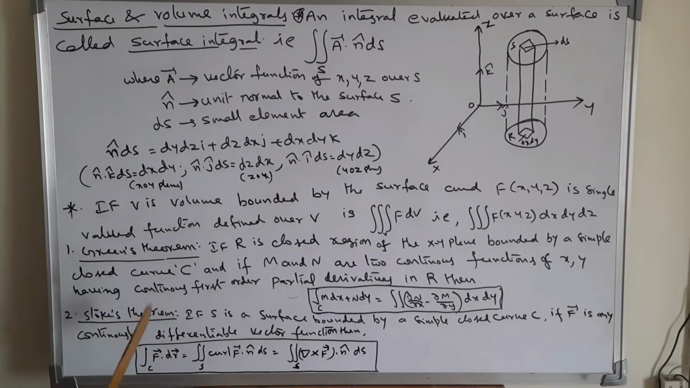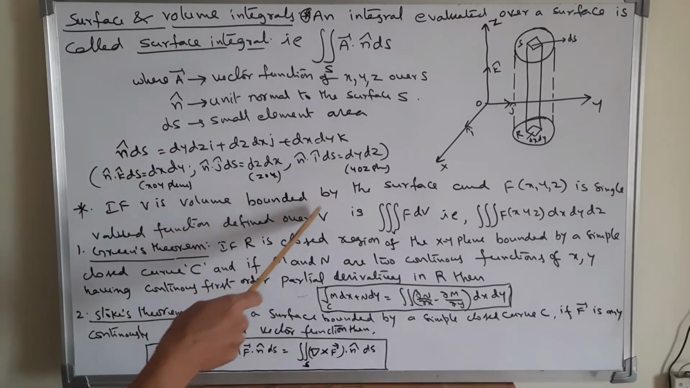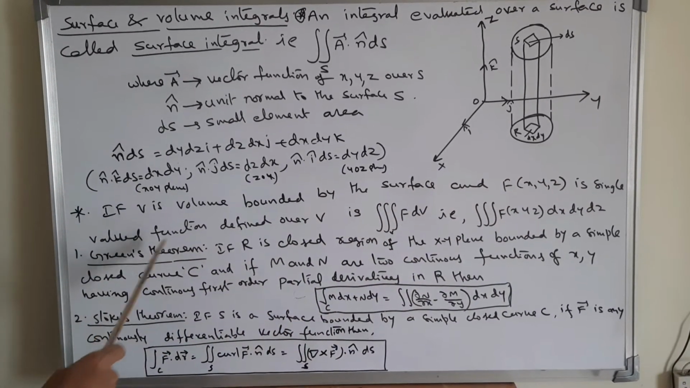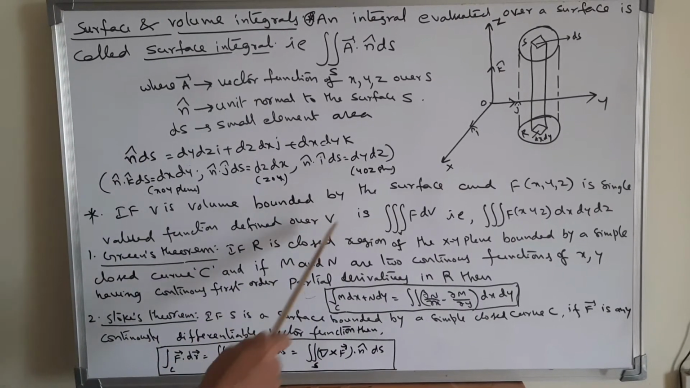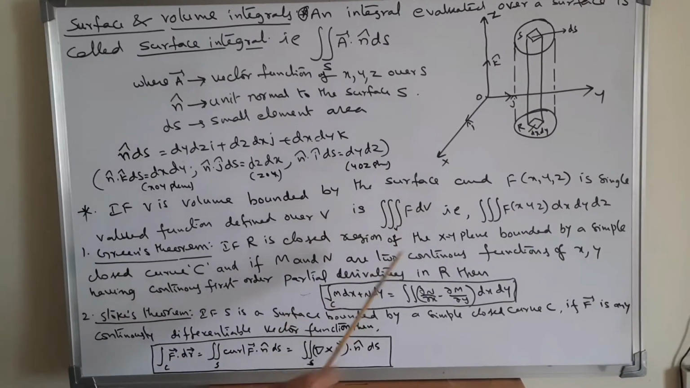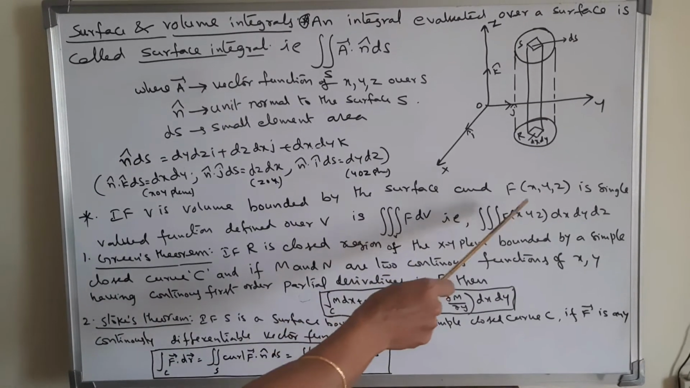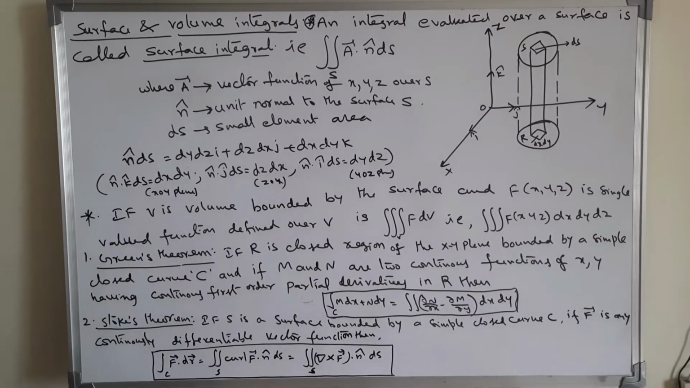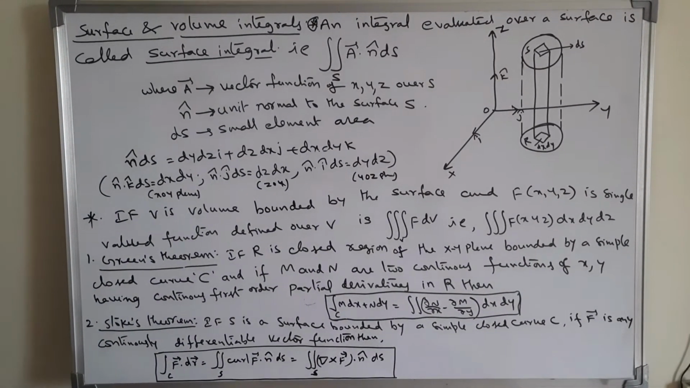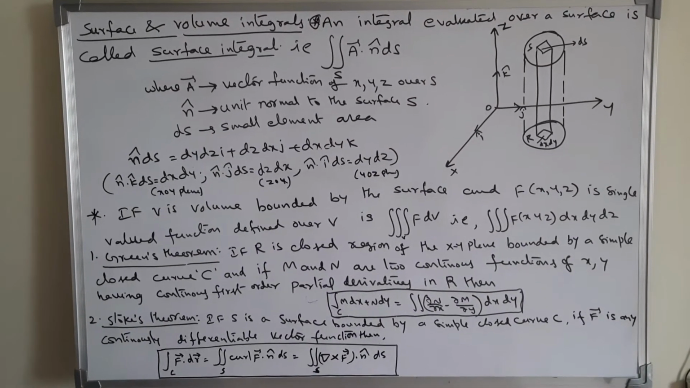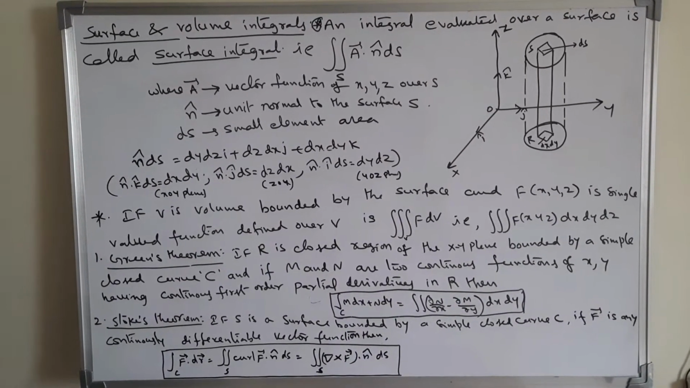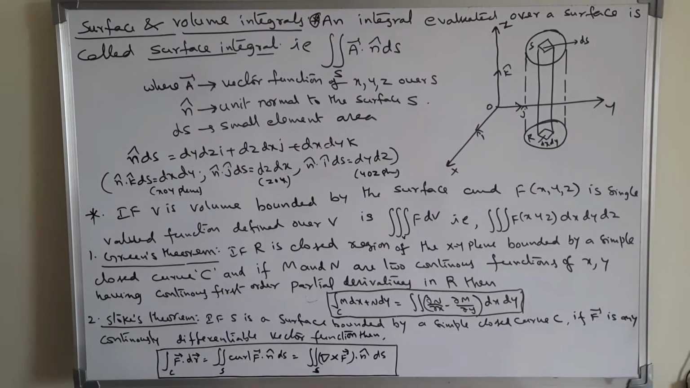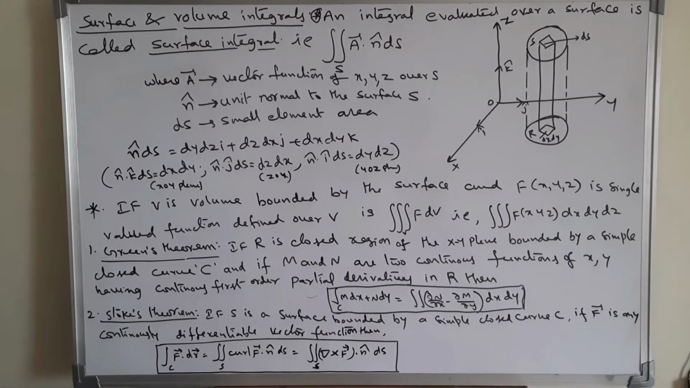Next one, volume integral. If V is the volume bounded by the surface and F(x, y, z) is a single valued function defined over V, the volume integral is the triple integral of F dV. So that is the triple integral of F of x, y, z dx dy dz. The volume integral is used over a three-dimensional domain, a special case of multiple integrals. It is important in physics, for example to calculate flux density and solids, like that.